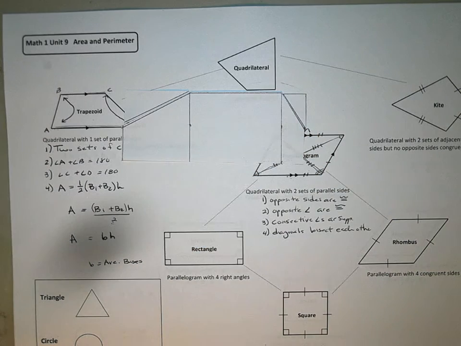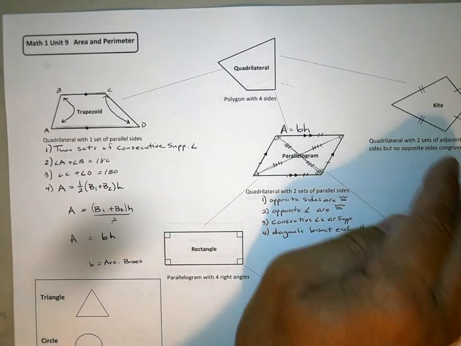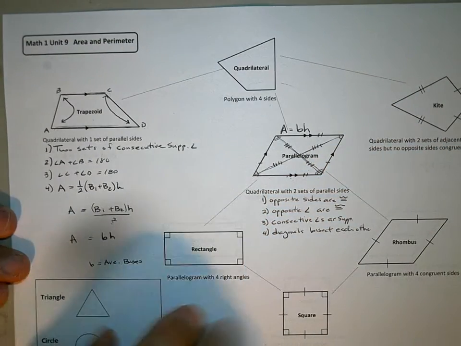So the point is, we can take any trapezoid and turn it into a rectangle by averaging the bases. And we'll do some examples of that in a minute.